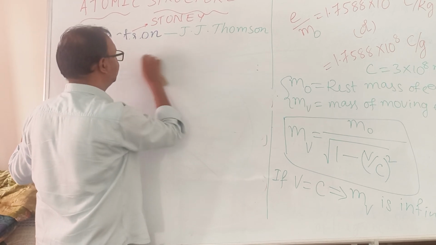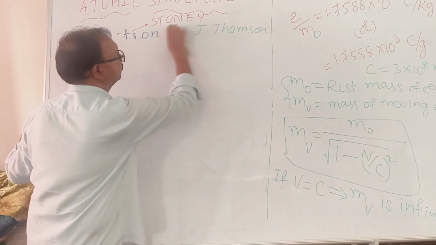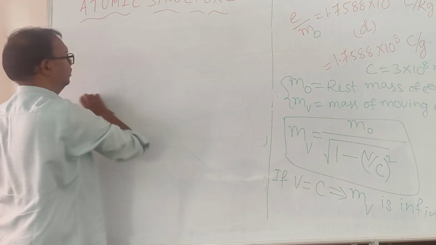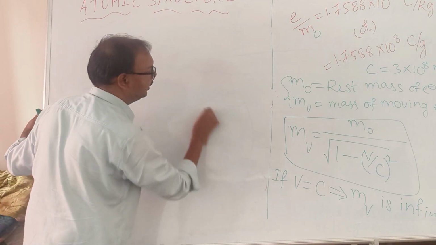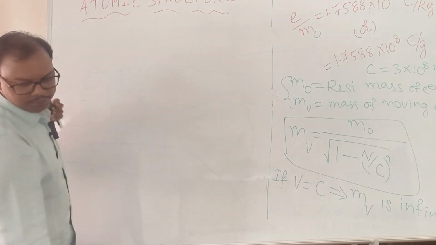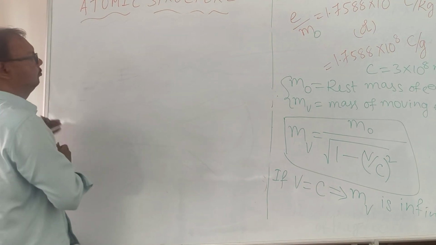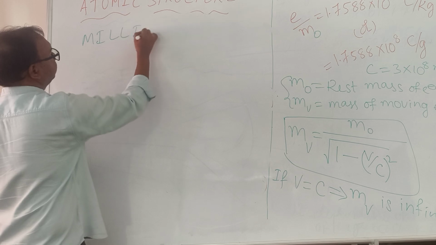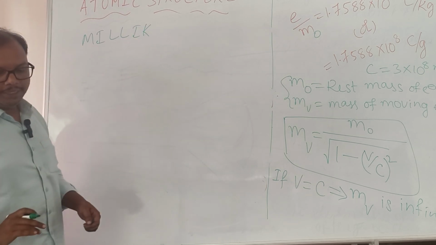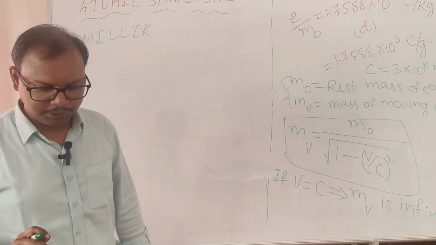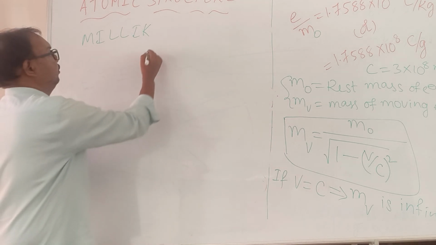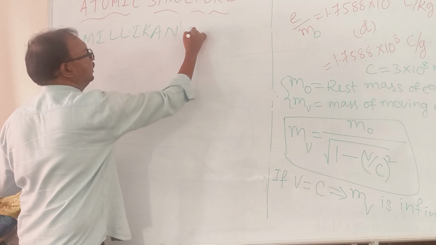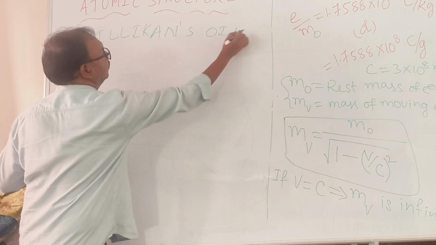Now J.J. Thomson was able to determine the e by m value. But who determined the charge of the electron? The scientist's name was Millikan. What is his name? Millikan. Millikan did the experiment here, the Millikan oil drop experiment, you can say that.